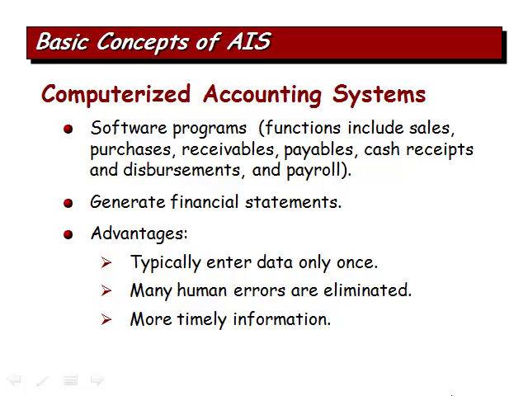Computerized accounting systems typically have functions that include sales, purchases, receivables, payables, cash receipts, cash expenditures, and payroll. It'll generate financial statements, probably all the ones you want. Advantages: you only have to enter data once. A lot of human errors are eliminated because the computer can add and subtract better than we can. And you usually push a button and get a financial report.